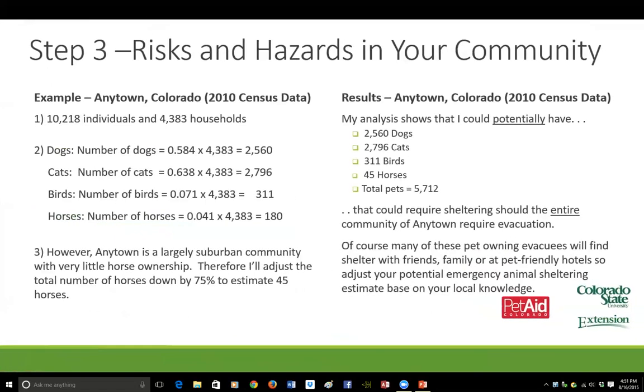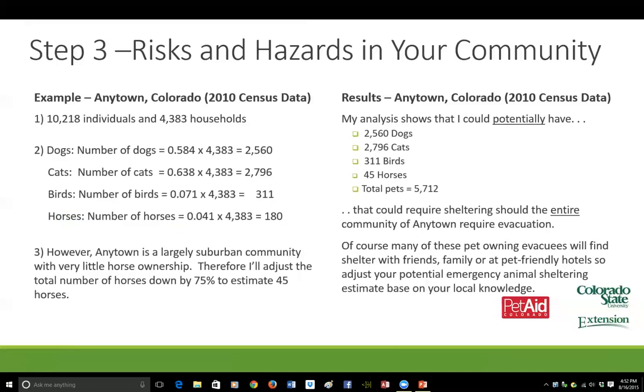That leaves me with a total animal population of 5,712 to plan for. Of course, many of my potential pet owning evacuees will find emergency sheltering for themselves and their pets with local pet friendly hotels, friends, or family. But if only 20% of my total estimated animals need emergency animal sheltering, I still need to plan for the possibility of sheltering 1,142 animals.